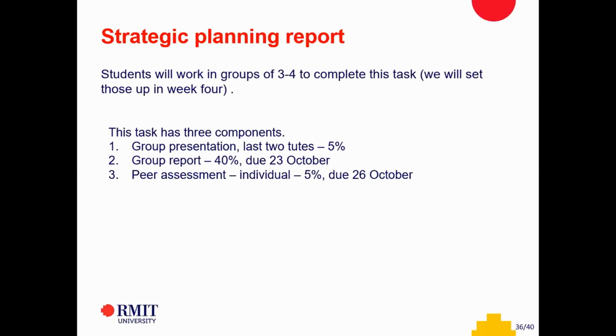Firstly, as I said, the last 2 tutorials, you'll do a presentation that's worth 5%, and you'll get feedback on the presentation to help you polish up the final report. The report itself is worth 40%, that's due 23rd of October. The peer assessment, which is individual work, is worth 5%, that's due 26th of October. So in other words, this is a professional assessment of your colleagues' work and performance during the group report.